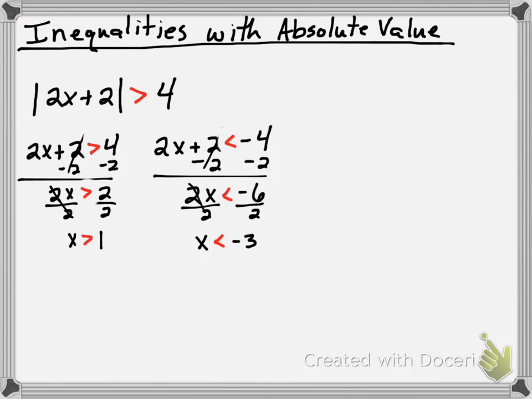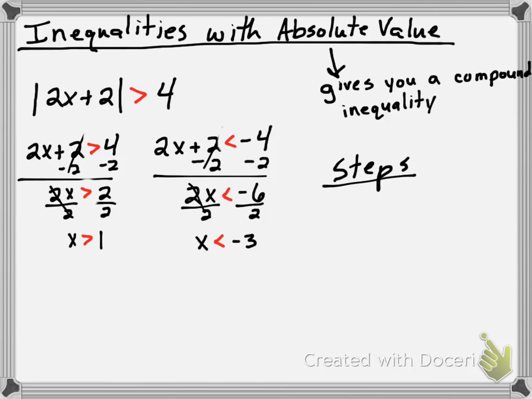So one of the first things you really have to understand is that an absolute value inequality gives you a compound inequality. Which should make sense, because when we solved absolute value equations, we got two solutions. So it should make sense that an absolute value inequality would give you a compound inequality.